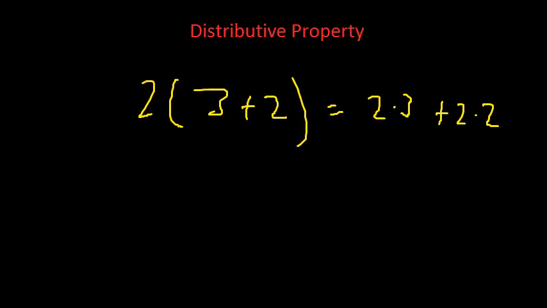Redistributing here, instead of adding first and then multiplying by 2, I can distribute this 2 to each piece inside the parentheses. 2 times the 3, and then add it to the 2 times 2. So in this first case, 3 plus 2 is 5, times 2 gives me 10. Here, 2 times 3 is 6, plus 2 times 2, 4. 6 plus 4 is 10. They both give me the same answer.